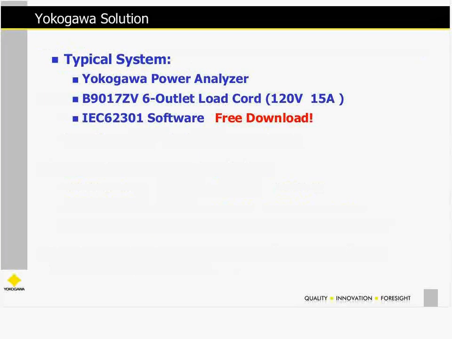Some typical systems that we could provide, with our power analyzer, we have an outlet cord for 120 volt, 15 amps that you can just plug your load into, and the IEC 62301 software is a free download from our website.